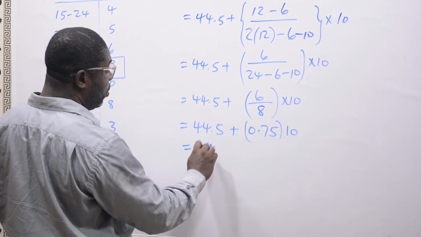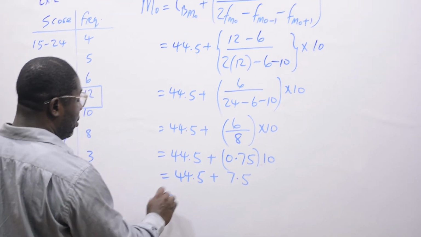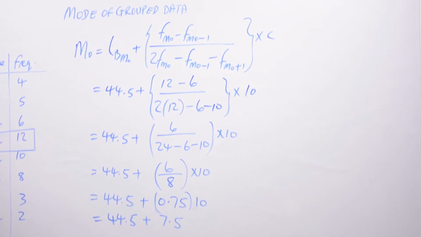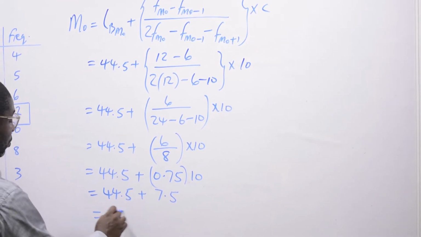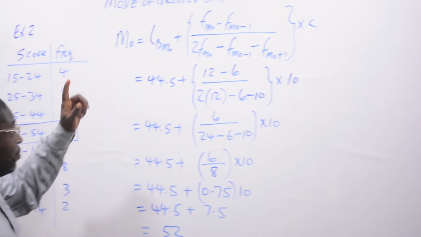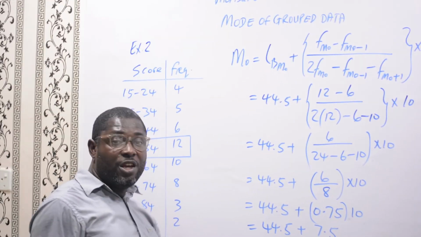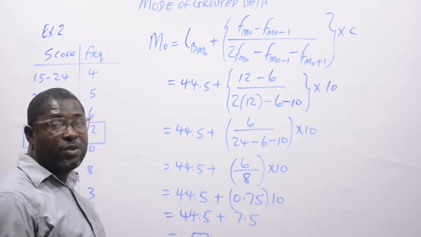So 44.5 plus 7.5, what would that give us? Use your calculator. That should give us 52. 52 is the answer. So the mode of this distribution is 52. As you can see, the answer here is 52.